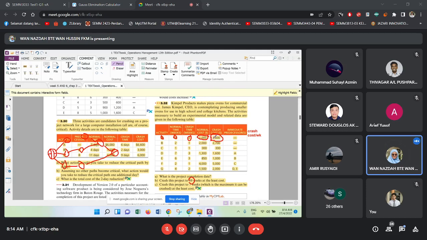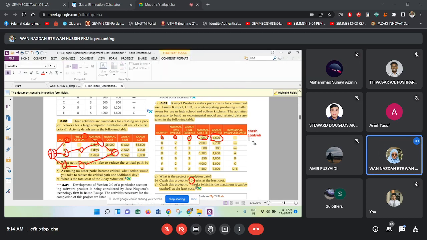Faham? Okay, so for activity A, what is the crash cost? The difference between crash cost and normal cost is 600, and the difference between normal time and crash time is 1. So the crash cost for activity A is 600 per week.